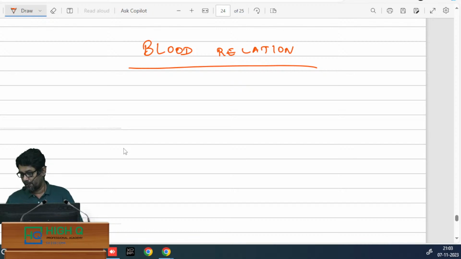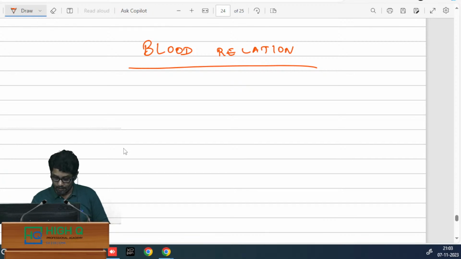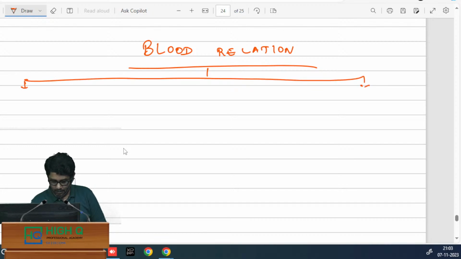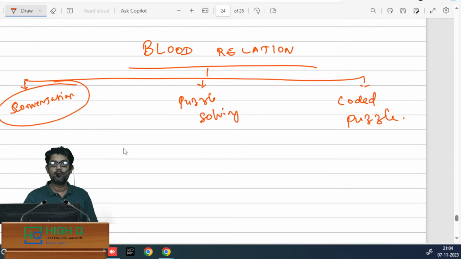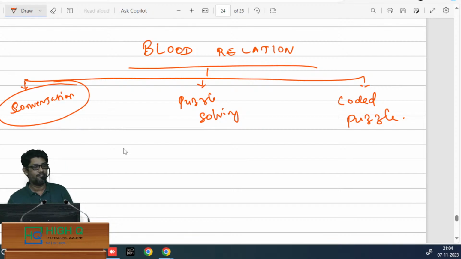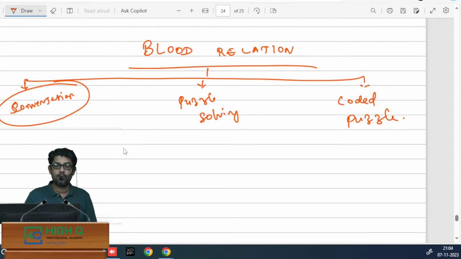So we are going to start with blood relation, and there are 3 types of questions we are expecting. How many types of questions? 3 types. One is conversation type. Second one is puzzle solving. Third one is coded puzzle. Out of these 3 types, the most difficult is conversation type. When puzzle solving or coded puzzle comes, we should dance in the exam hall. But when it comes to conversation type, you should be very careful before you approach it. Is that clear, my dear?